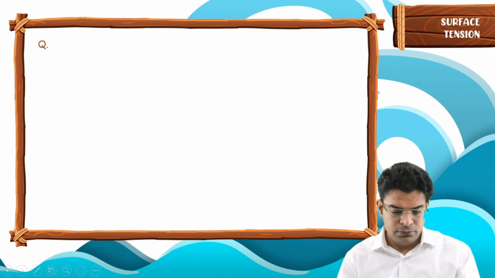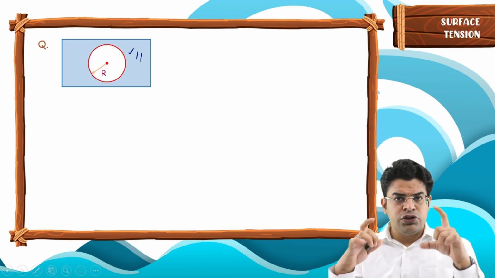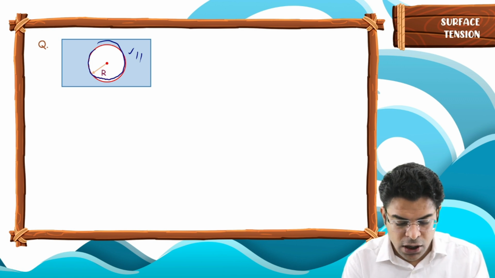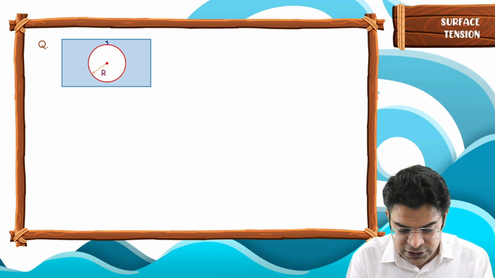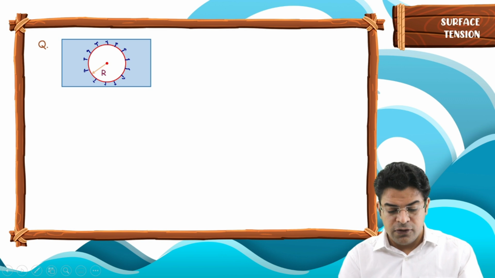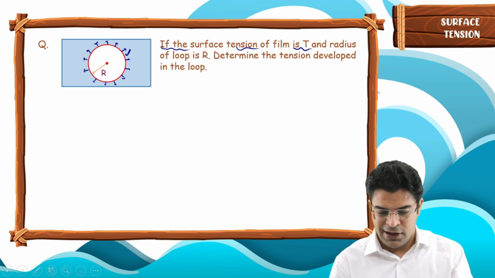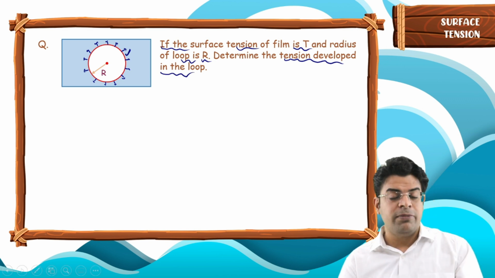Let's move on. A question here. There is a frame of rectangular shape on which you have formed a soap film, and now there is a circular loop placed in it. Now this circular loop has taken circular shape. Why? Because there is force of surface tension due to the fluid in the surrounding. Once you know that this has got circular shape, the question is what will be the tension developed in this loop? If the surface tension of the film is T and the radius of the loop is R, determine the tension developed in the loop.